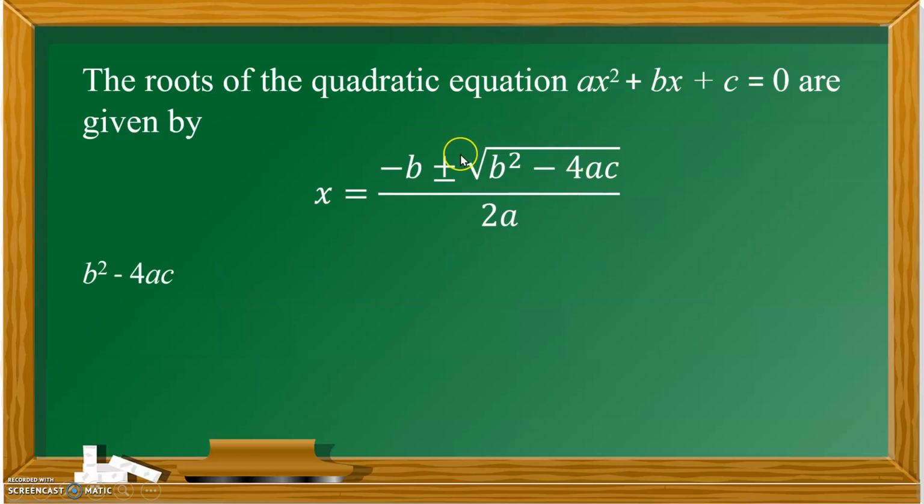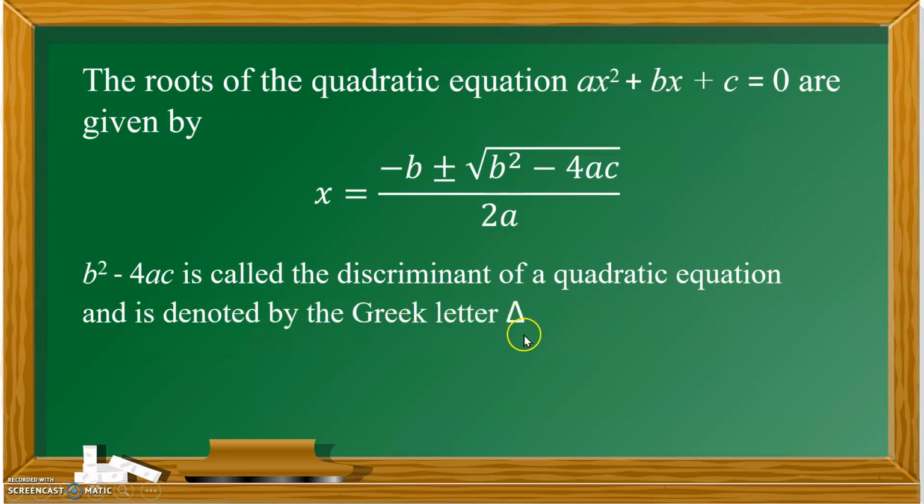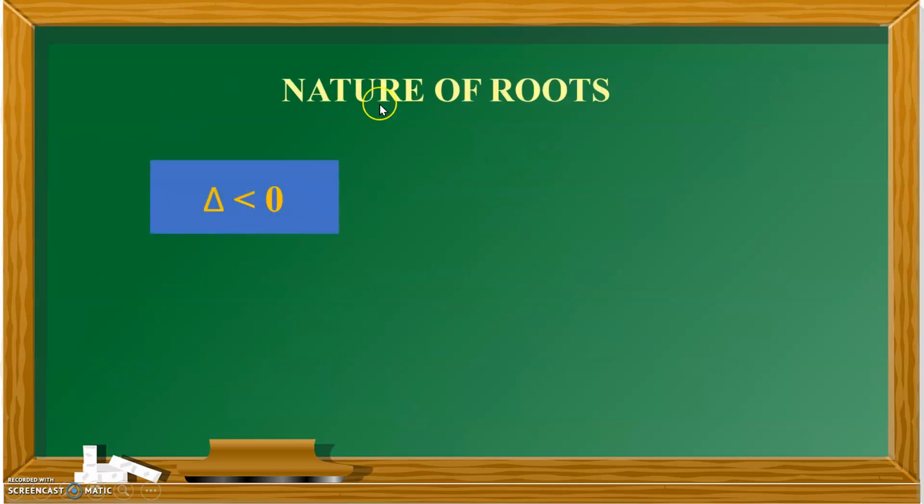Now here this b square minus 4ac is called the discriminant of a quadratic equation and it is denoted by the Greek letter delta. The nature of the roots of a quadratic equation is determined by the value of this b square minus 4ac, or delta. Let us see how. Now delta can be less than 0, it can be equal to 0 or it can be greater than 0.